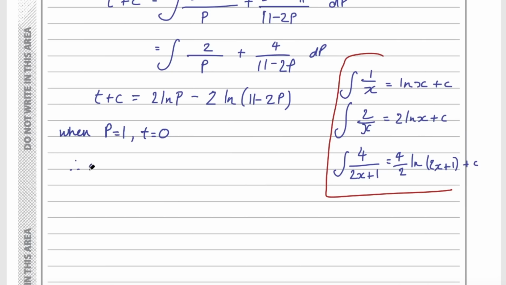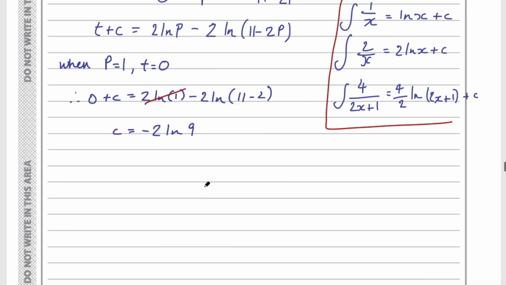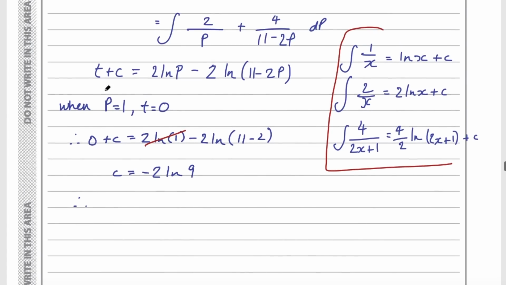So therefore, 0 plus c equals 2 log of 1 minus 2 log of 11 minus 2. Okay, so we've got c equal to, well, log of 1 is just 0, so that cancels out. And then we've got minus 2 log of 9 for the constant there. So therefore, if we were to plug that in there, we would get t minus 2 log 9 equals 2 log p minus 2 log 11 minus 2p. All right, lots of logs in there.